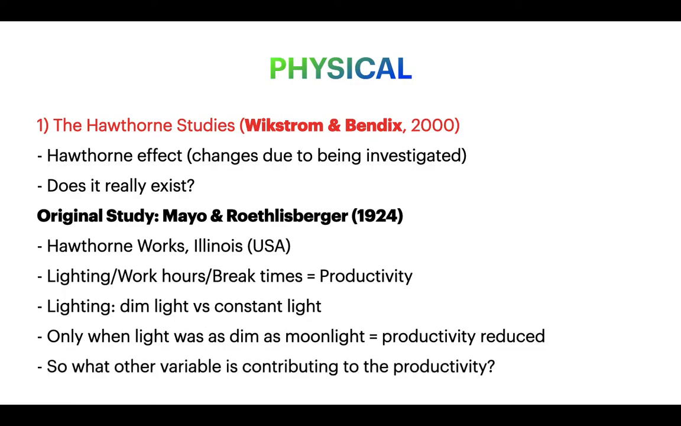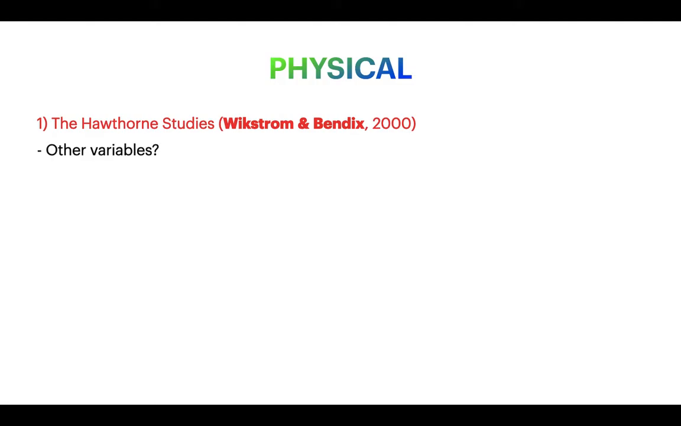What other variable is contributing to the productivity? If you reduce the lighting, they should work less efficiently, less effectively. But they seem to be producing the same amount of work. Something else must be happening. So that was the assumption. What are the possible other variables?